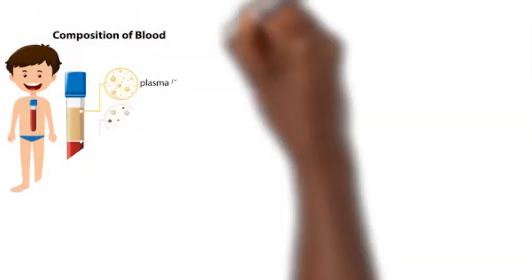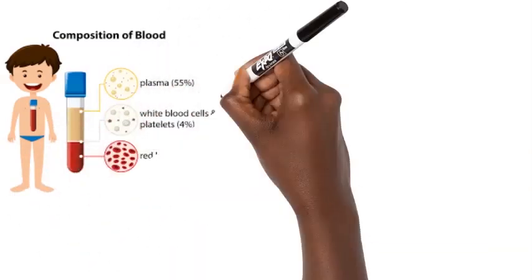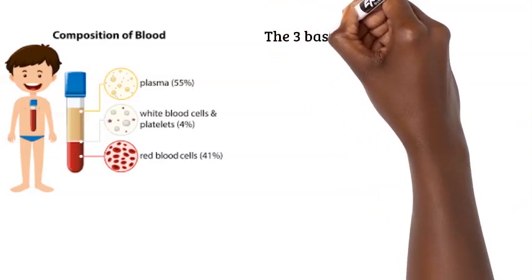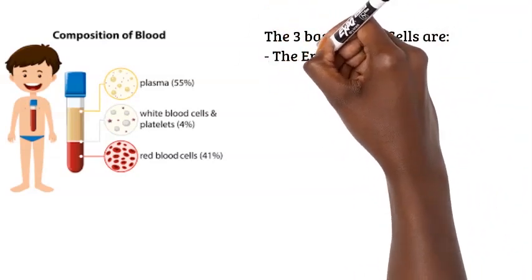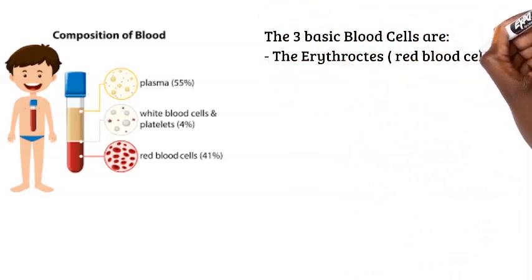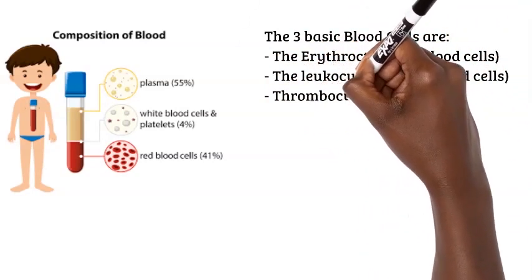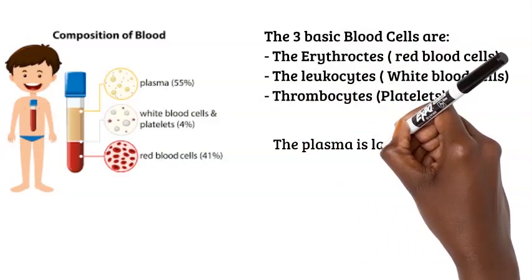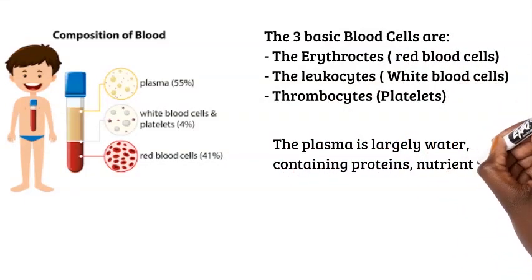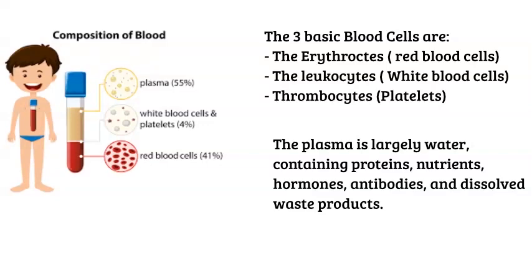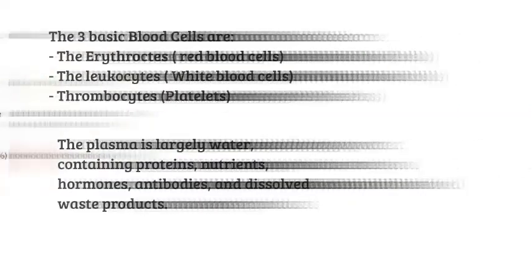Now, the blood as a component of the cardiovascular system is made up of three basic cells. These are the erythrocytes or the red blood cells, the leukocytes or the white blood cells, and the thrombocytes, also known as the platelets. Inside the blood is plasma, which makes up about 55% of the total blood.